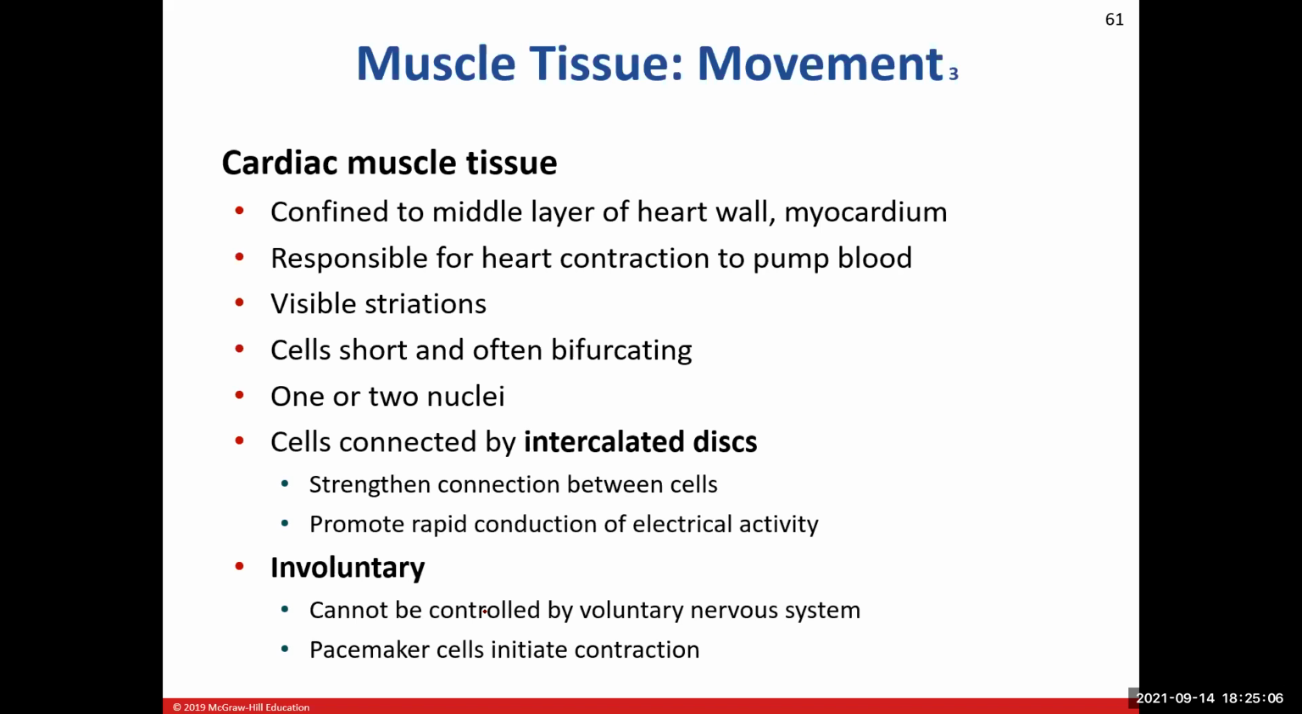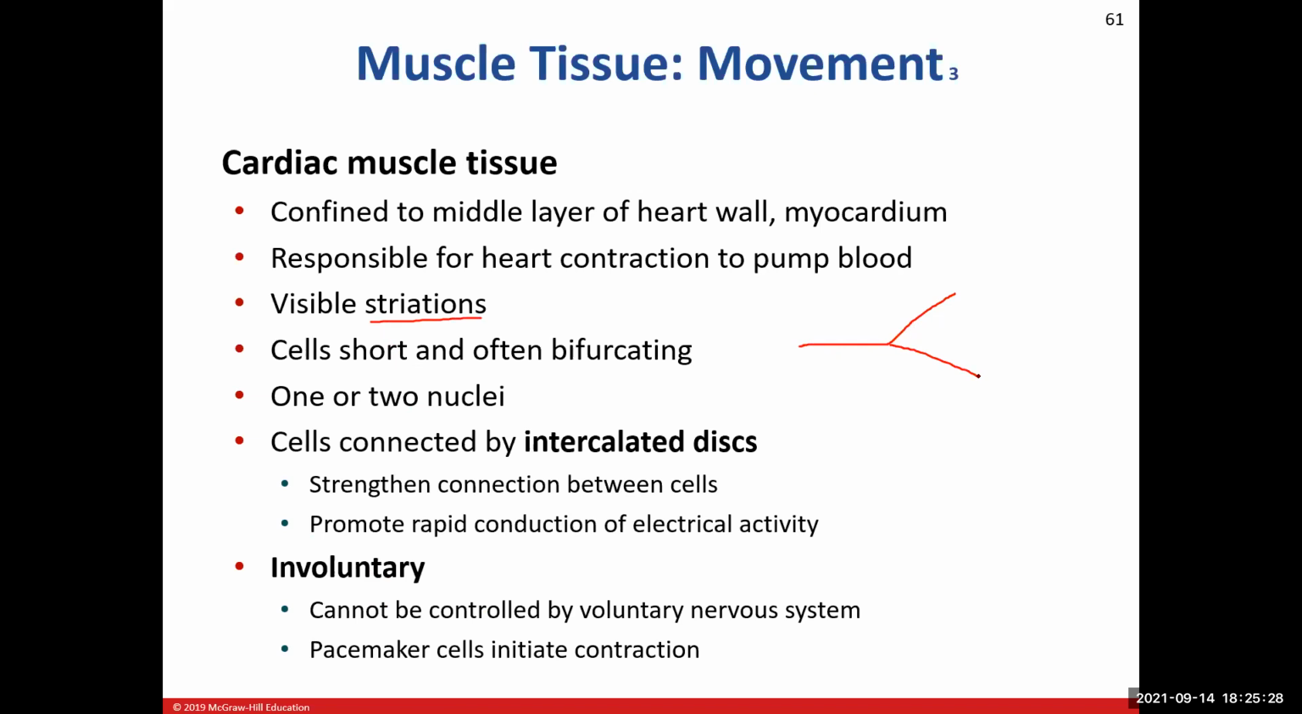It also is striated, okay? These cells are not long and cylindrical. They branch or bifurcate. So I told you folks before, it looks like a Y sitting on its side here, okay? So you'll see it branching out. So these cells can have 1 to 2 nuclei, and they're connected to each other.